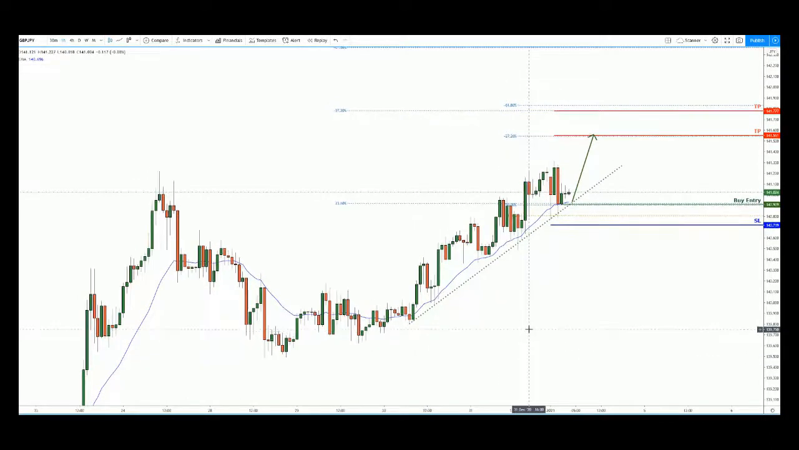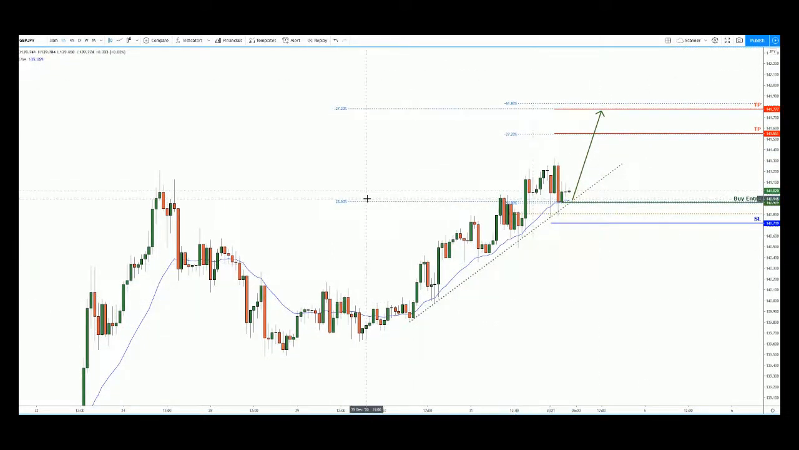So thanks everyone for tuning in to today's trade of the day. Very nice risk reward, very nice setup for pound yen.